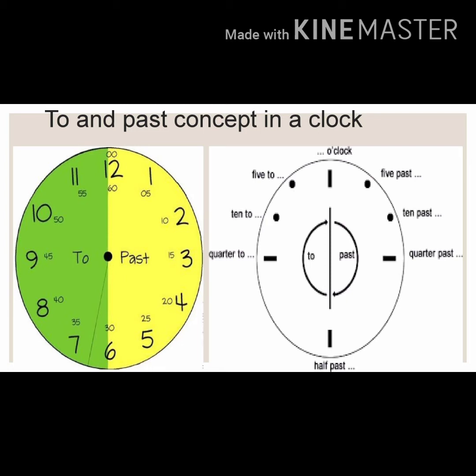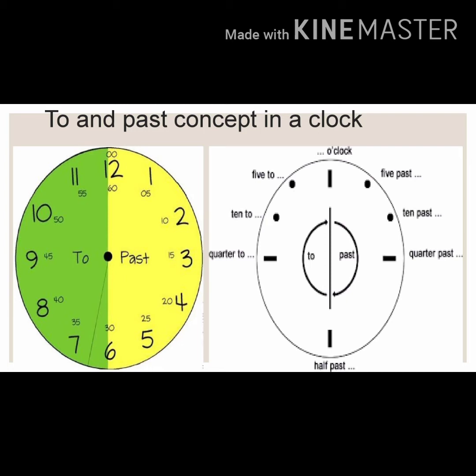Now let us understand this again with the picture on your right hand side. See children, when the minute hand is on 12, as you can see on the top, we call it o'clock. It can be 1 o'clock or 2 o'clock or 3 o'clock. And when the minute hand reaches 3, can you see there children? When it reaches 3, we call it quarter past. That means 1/4 of the clock has passed. And when the minute hand reaches 6, then we call it half past.